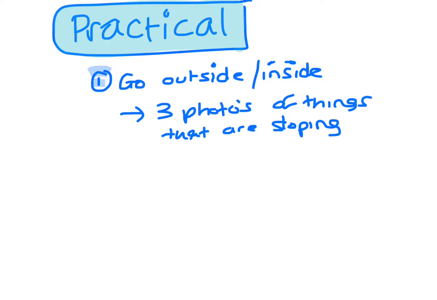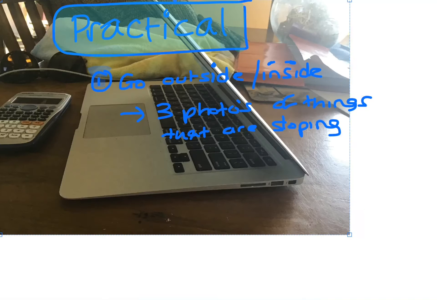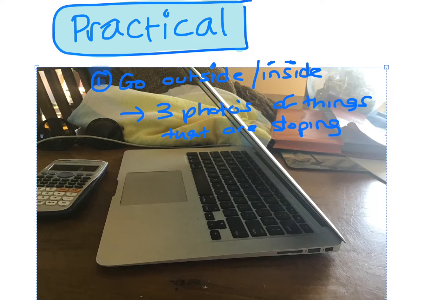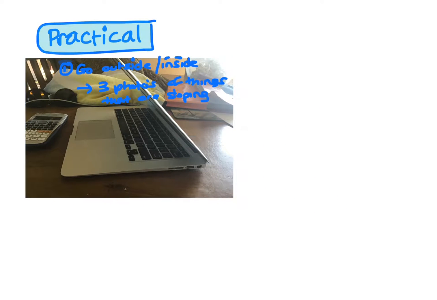Like, for example, if I just took a photo right now, things that are sleeping. Okay, then I have my computer. Okay, my computer's sleeping. If you go outside, you might find trees. Be creative. Look at what you can do. Maybe there's a swing. Maybe you can do yourself on some form of a slope.